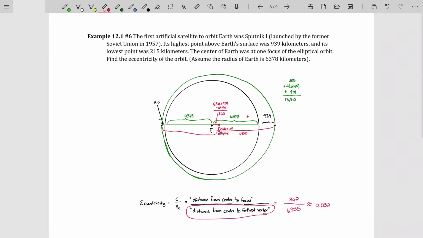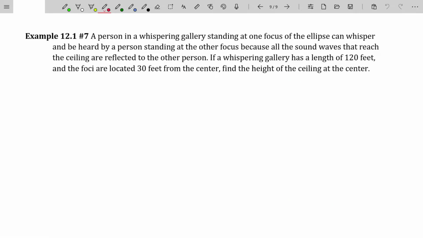We didn't need to find the equation or anything like that. But really good example. It showcases how extreme or eccentric the orbit is, which is not at all. And for the final example here, we have a person in a whispering gallery.